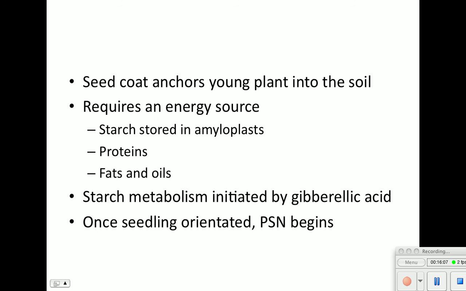Now the seed coat doesn't just get tossed away once it splits open. It helps anchor the young plants into the soil. And it also provides an energy source to the growing plants. So we have starch and proteins, fats, and oils stored in this.